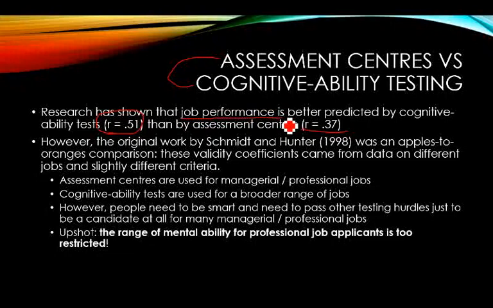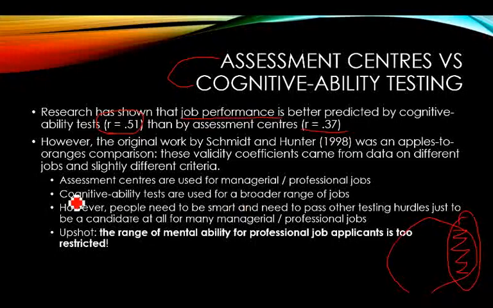Now, the original work by Schmidt and Hunter was not a fair comparison. It was an apples to oranges comparison, yeah? Why this was the case was that the jobs in which cognitive ability tests were used were not necessarily the same as the jobs where assessment centers are used. More specifically, data on cognitive ability tests were taken from a broad range of jobs, whereas data for assessment centers were taken for recruitment only for managerial and professional jobs. Yeah, so it's not a complete overlap, and this makes the comparison systematically imperfect.